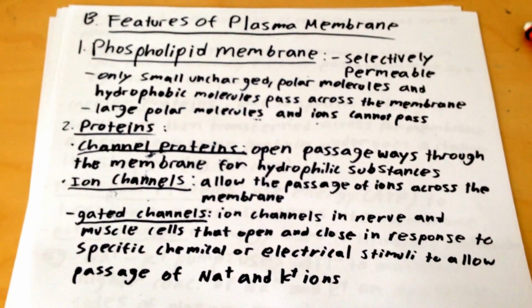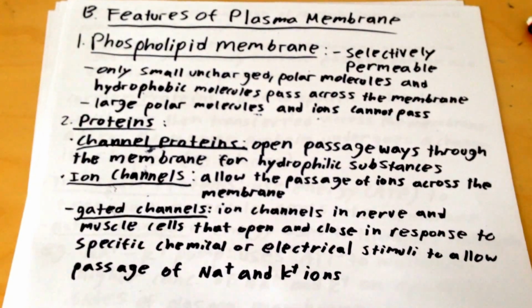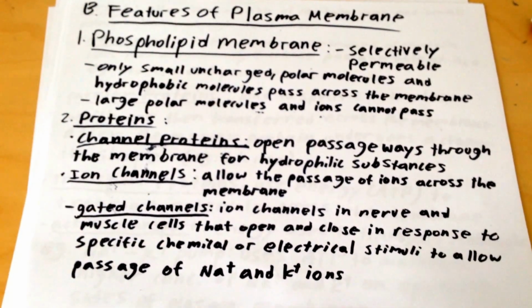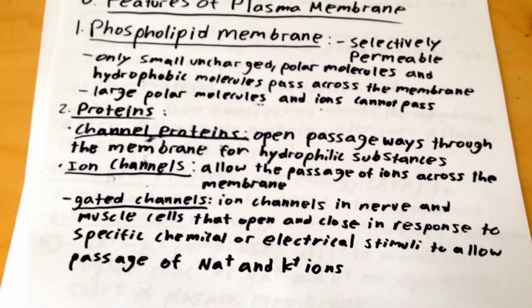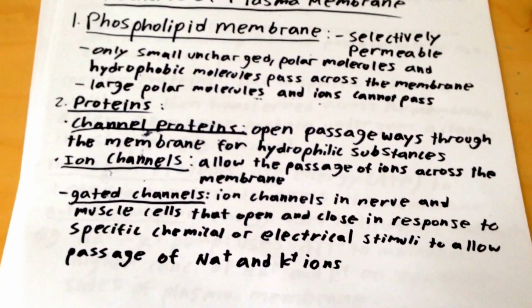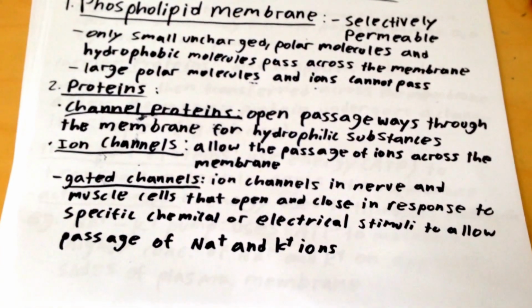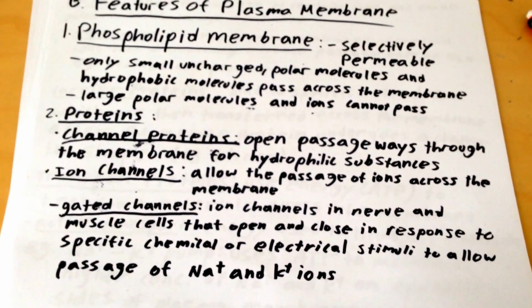So as we've already mentioned, there is a phospholipid membrane. It's selectively permeable. So what this means is that it only allows small uncharged polar molecules and hydrophobic molecules to pass across the membrane. Conversely, large polar molecules and ions can't pass through easily. There are some proteins in the plasma membrane.